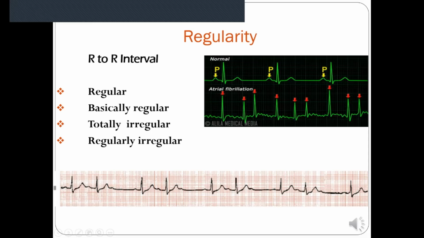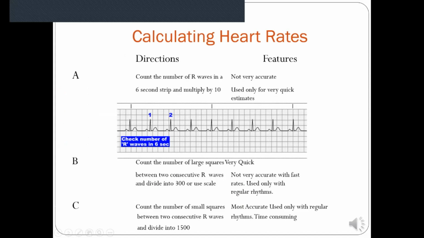So you can have a regular rhythm, a basically regular, which means it has a few deviations. You can have totally irregular, which obviously this one is, and you can have regular irregular. So if you look at this one on the bottom, it's not even all the way across, right? The R to R. But if you look, the pattern is still the same. So that would be called a regular irregular.